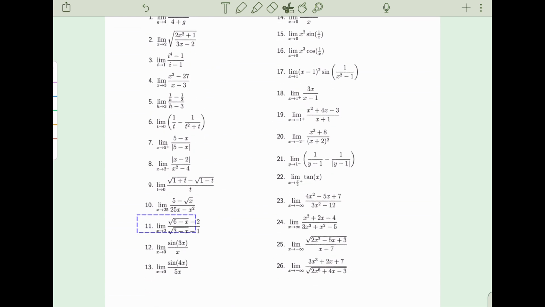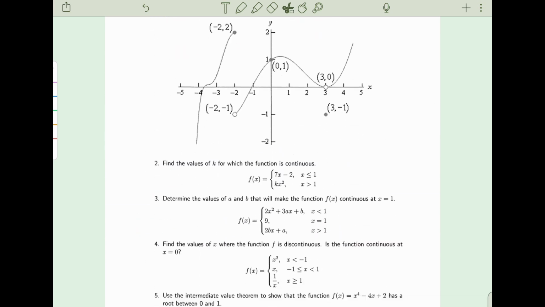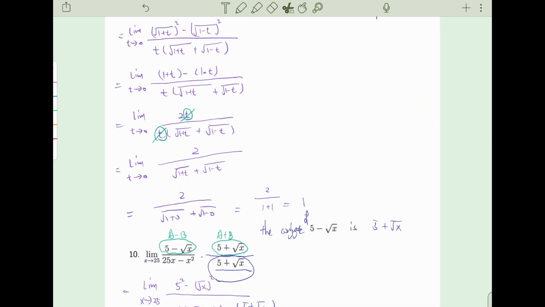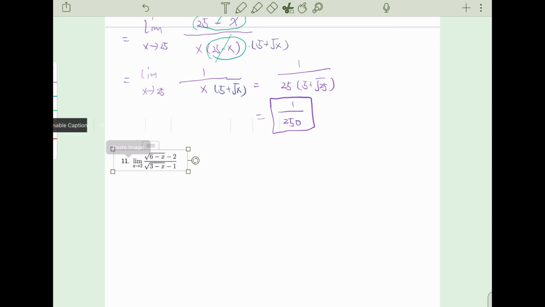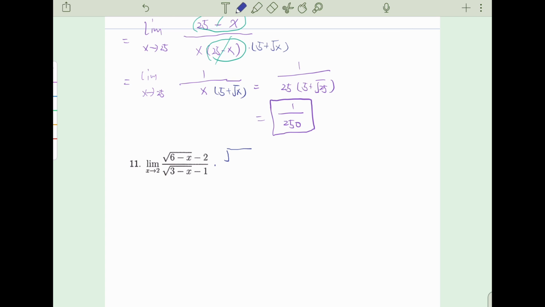Now let's move on to the 11, which is the most complicated of the conjugate type. Right? We not only have the square root on the top, but we also have the square root in the bottom. So you can imagine that you will need to do the conjugate twice. So the conjugate for the top is this guy plus 2.